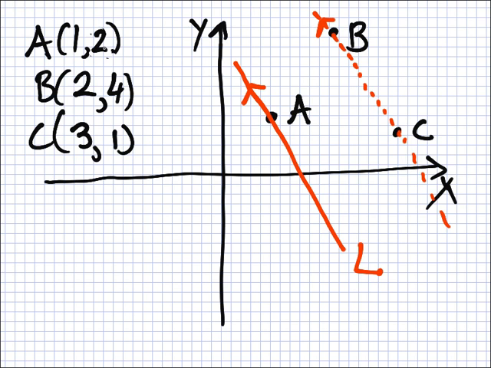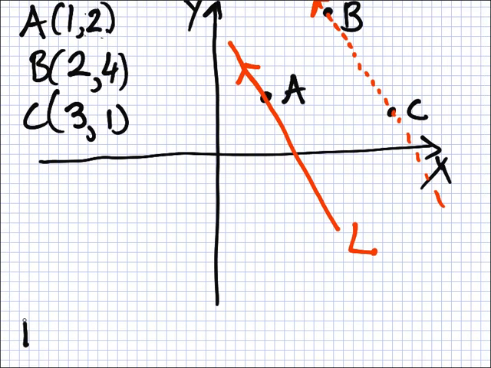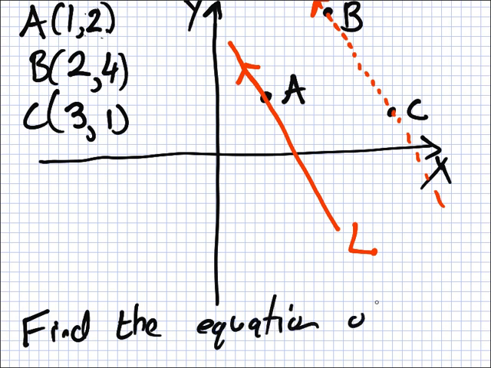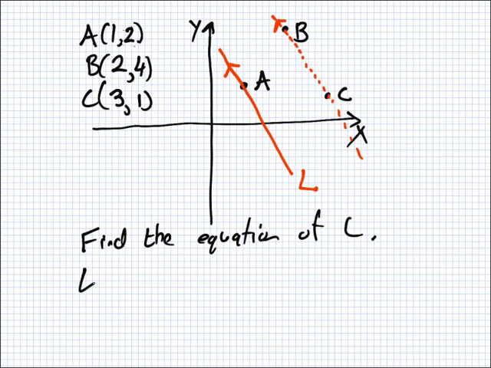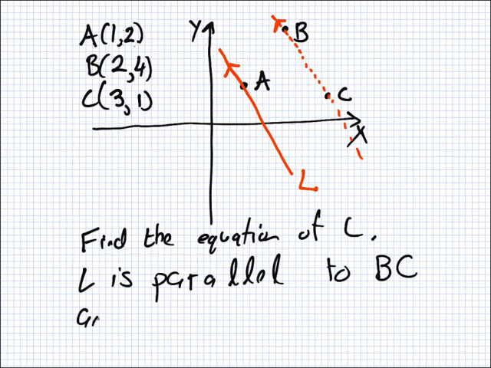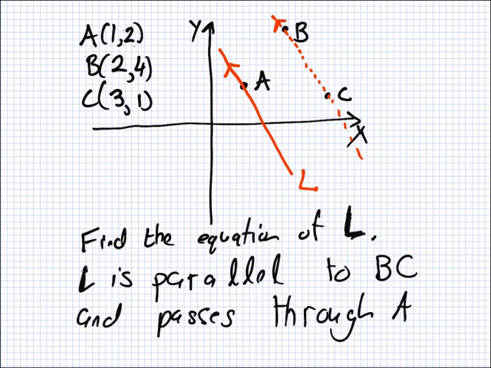First, question? Yeah. Oh yeah, let me write it down. Sorry. Find the equation of L. And I tell you that L is parallel to BC and passes through A. Is that okay for you? Yeah.